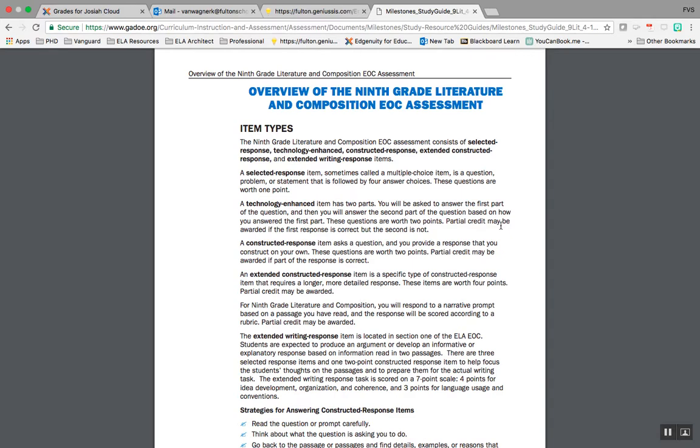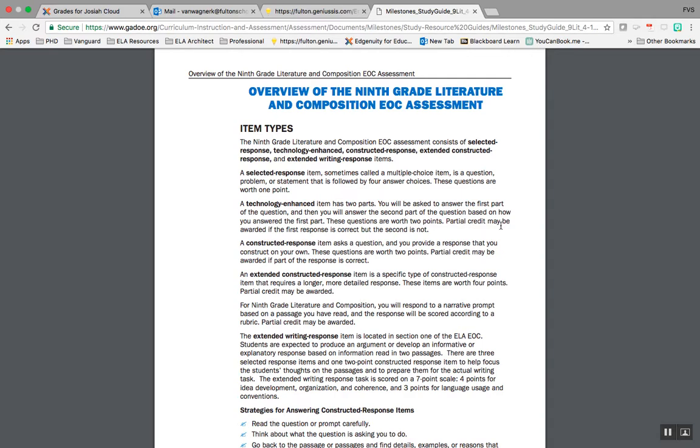And then you also have the extended writing response, and these are your essays. For the EOC for 9th grade, you'll have a narrative, so you'll have to write a story. And then you'll have either an expository or informational text or an argumentative. And that's why you've been working on both this semester. So there's two different rubrics.